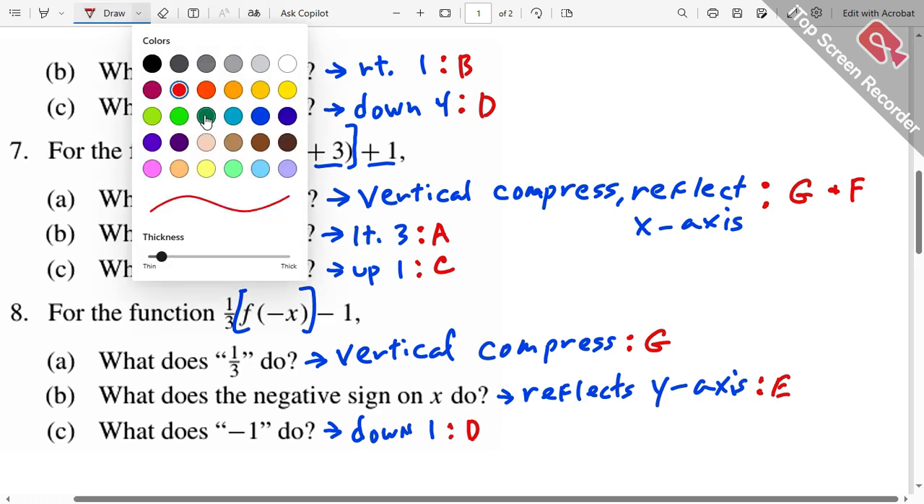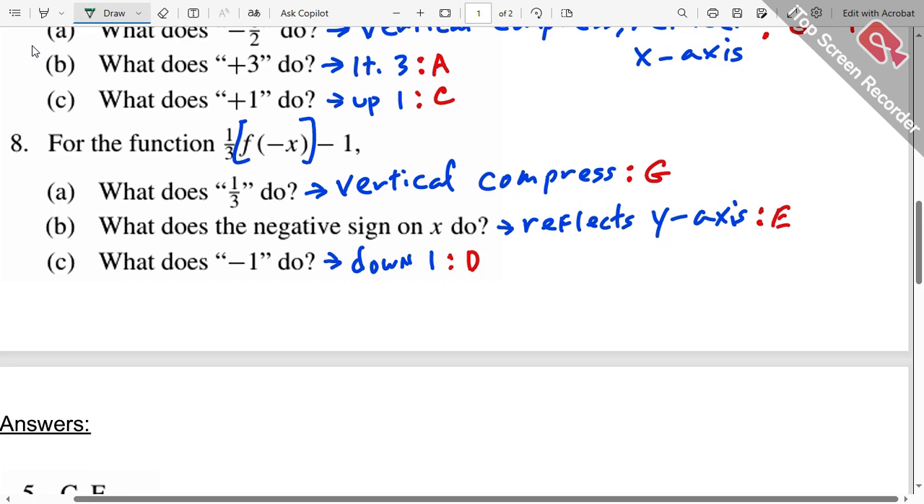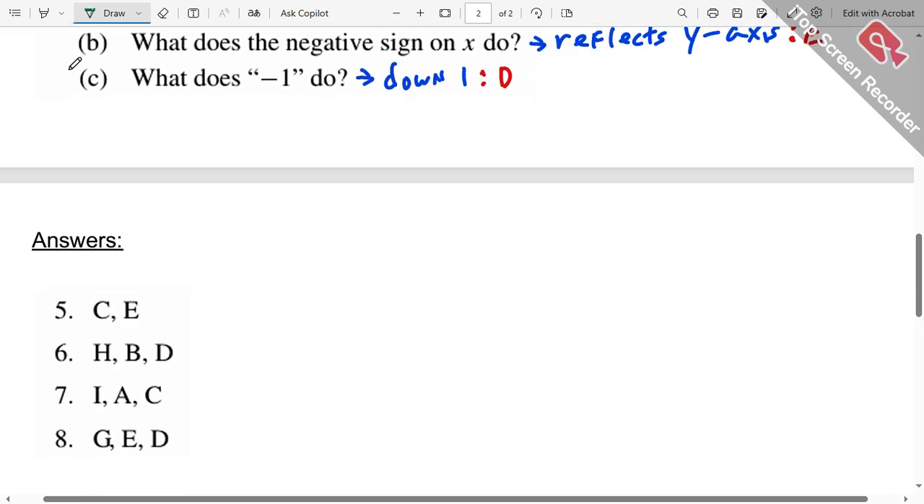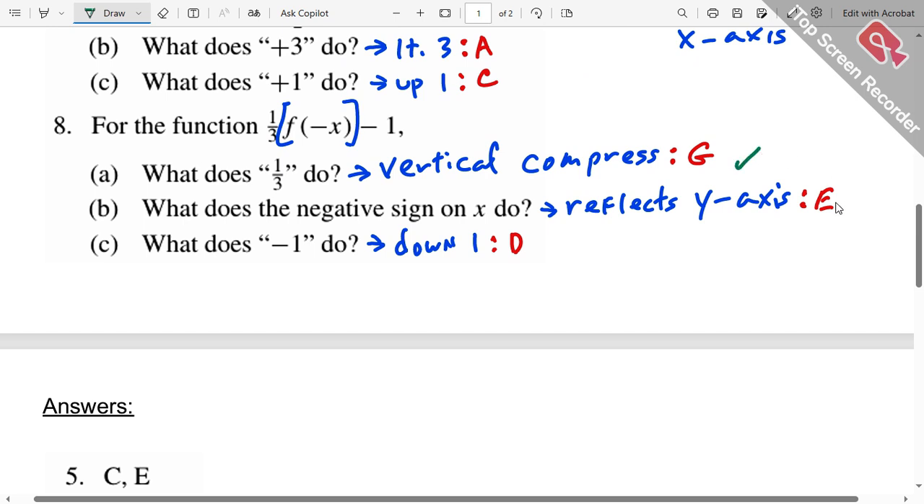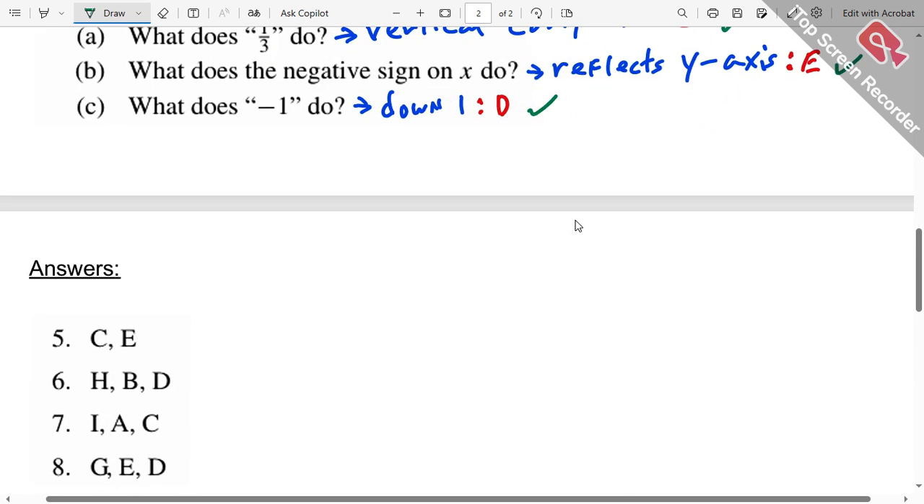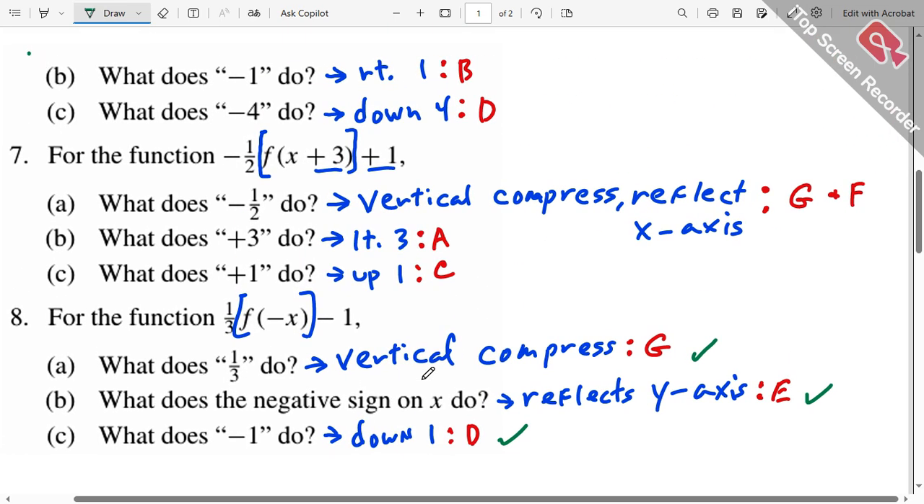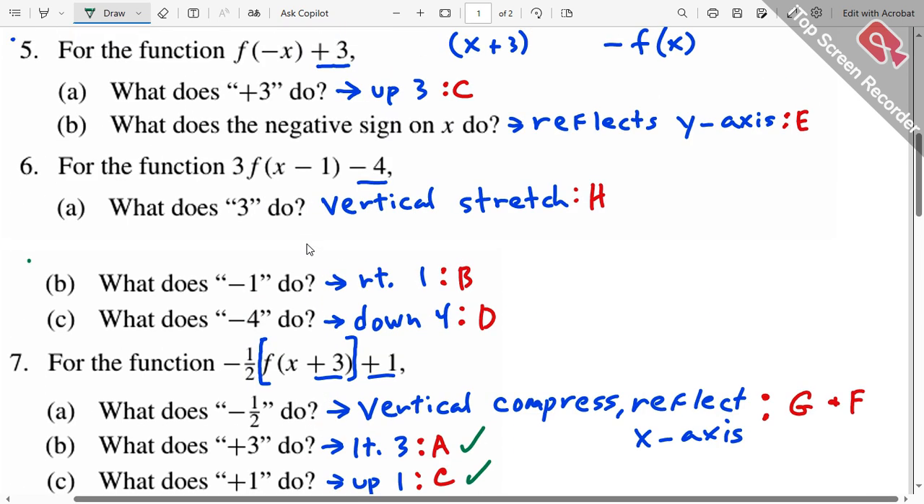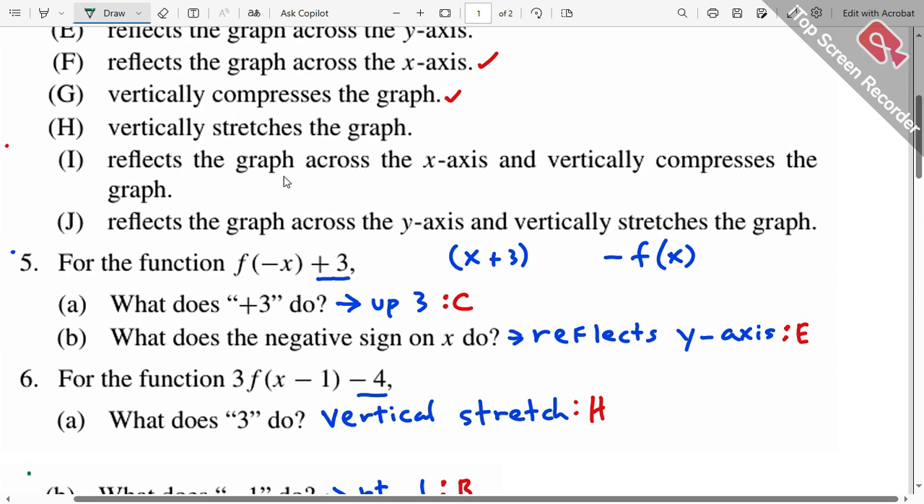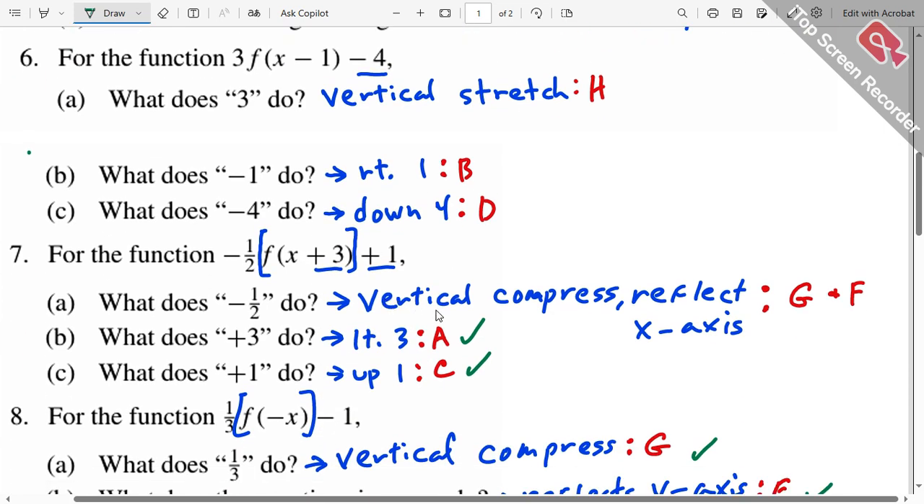All right, let's check the answers. Going backwards. All right, for number 8, it's GED. So we got that. GED, that one is correct. For number 7, IAC. All right. I got the A and the C correct. Let's see. The -1/2 is answer I. Oh, okay. They do have one for both. Reflect over the x-axis and vertically compress. So that's okay. That's what I said. I just chose the wrong letters. I had the right answer. That is answer I.